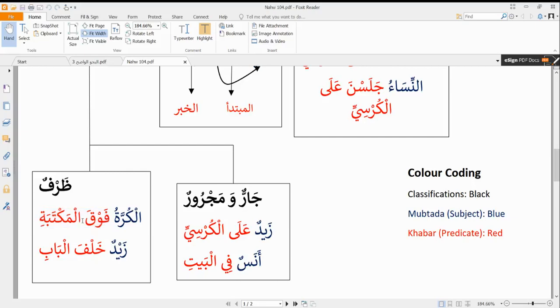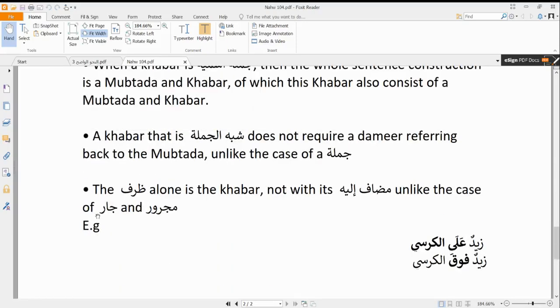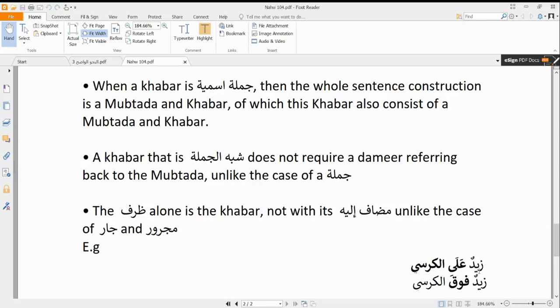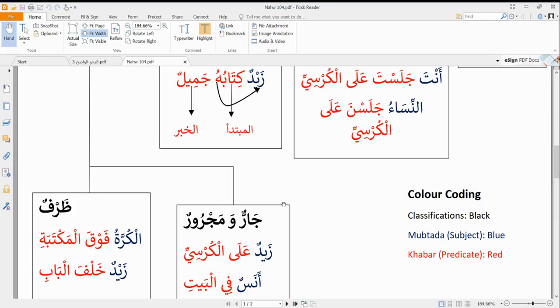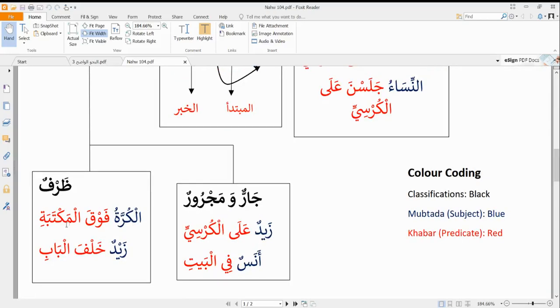So I think this is a mistake. This should not be in the red. Just the fawqa is our khabar. And we've explained it here that when we have zarf, only the zarf is the khabar. So when we have Zaidun fawqa al-kursiy, only the fawqa is the khabar. So al-kurratu fawqa al-maktabati, the ball is above the library. Only fawqa is the khabar in this case. And we also have Zaidun khalfa al-babi, the khabar is just the zarf.